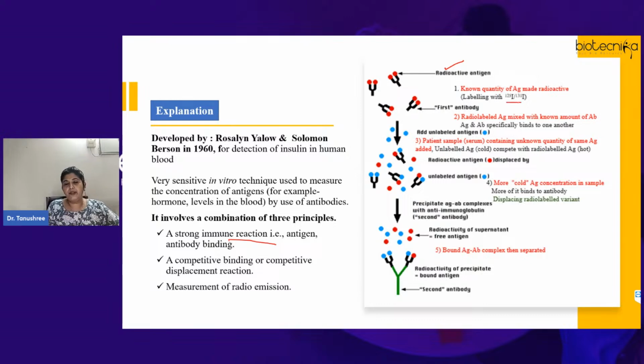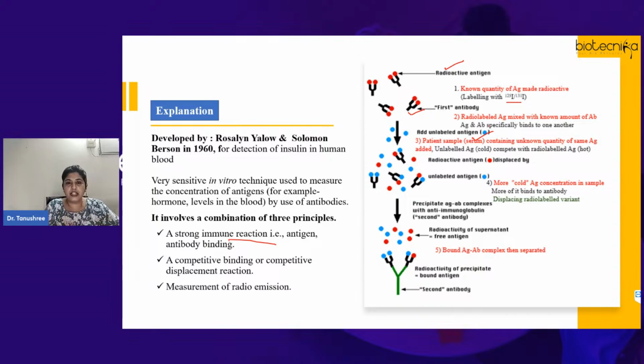So for radiolabeling, you can use iodine 125 or iodine 131, and then you will use specific antibodies for them. So an antigen antibody complex will be formed. Now, once this complex is formed, you will be adding the patient sample, that is the serum. We don't know whether the serum contains the antigen or not, right?